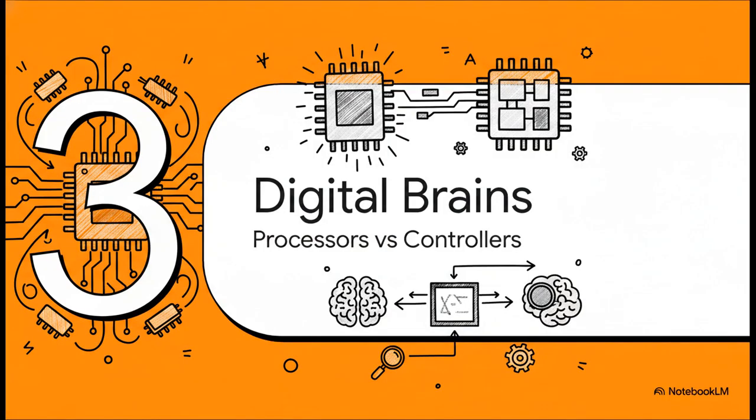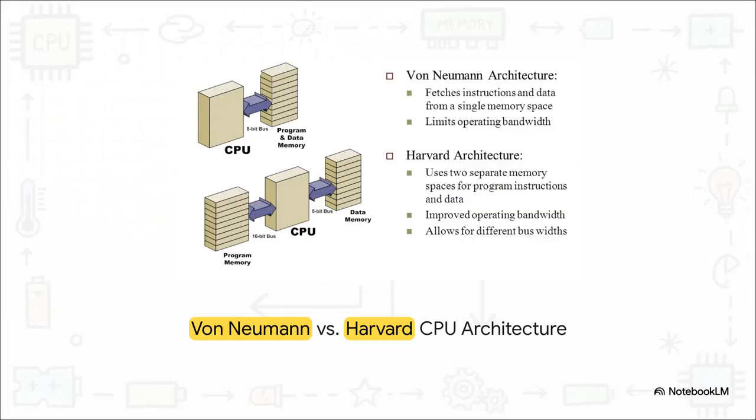That brings us to Section 3, digital brains, processors versus controllers. At the core of the brain is the CPU, which is constantly fetching, decoding, and executing instructions. But exactly how it fetches that data depends entirely on its architecture. There are two main types here. The von Neumann architecture fetches both its instructions and its data from a single shared memory space. This can sometimes create a bottleneck, which limits operating bandwidth.